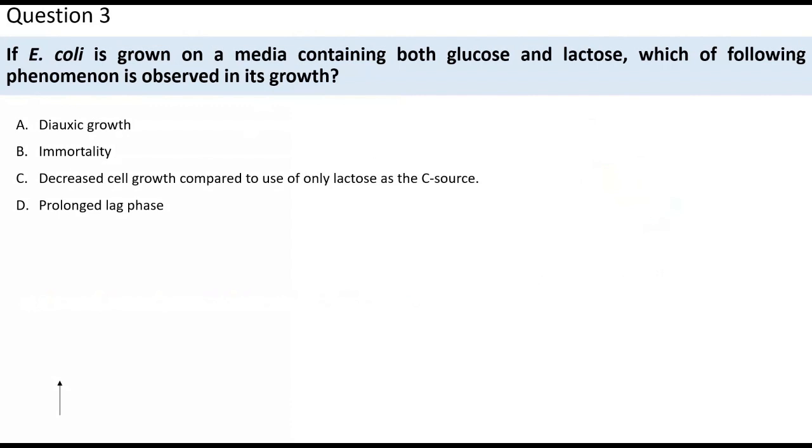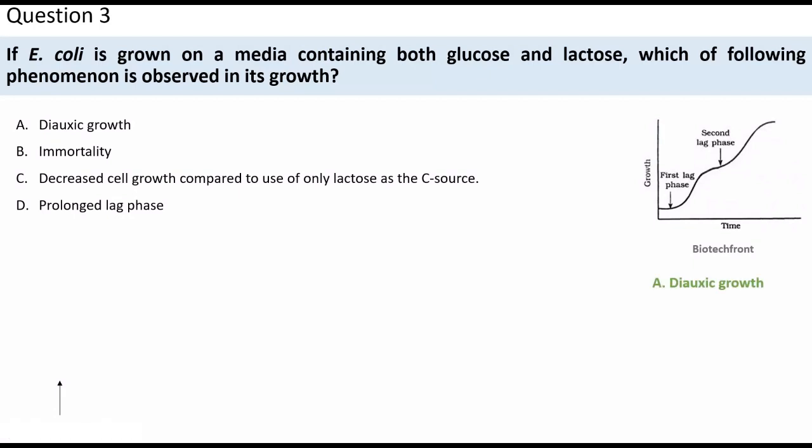If E. coli is grown on a media containing both glucose and lactose, which of the following phenomena is observed in its growth? Diauxic growth or immortality, whatever is given. We know that this is diauxic growth because at first the organism will try to take glucose, and once the glucose is completely exhausted from the media, it will start consuming lactose. That's why there will be a second lag phase, because it is adjusting to the environment, that is the lactose being present, and then the exponential phase starts.